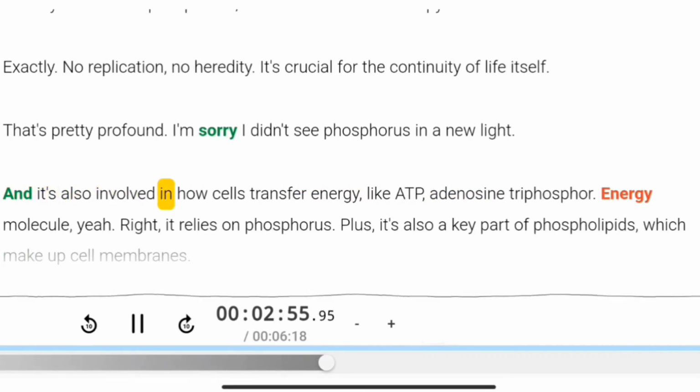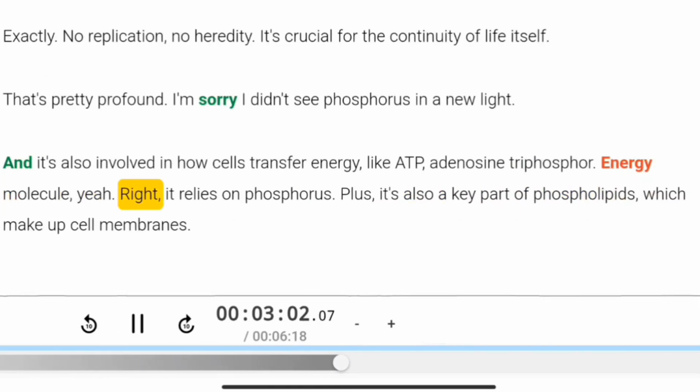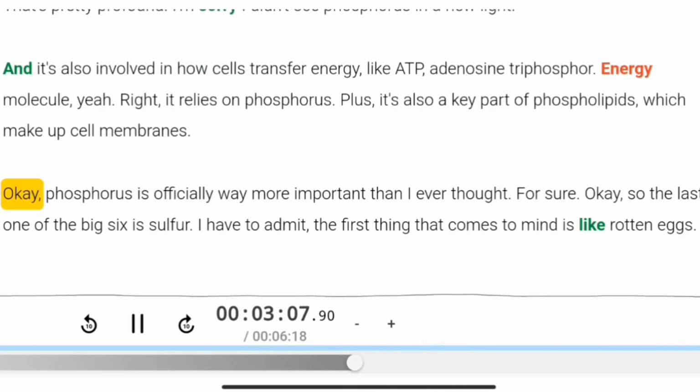And it's also involved in how cells transfer energy, like ATP, adenosine triphosphate. Energy molecule, yeah. Right. It relies on phosphorus. Plus, it's also a key part of phospholipids, which make up cell membranes. Okay, phosphorus is officially way more important than I ever thought.